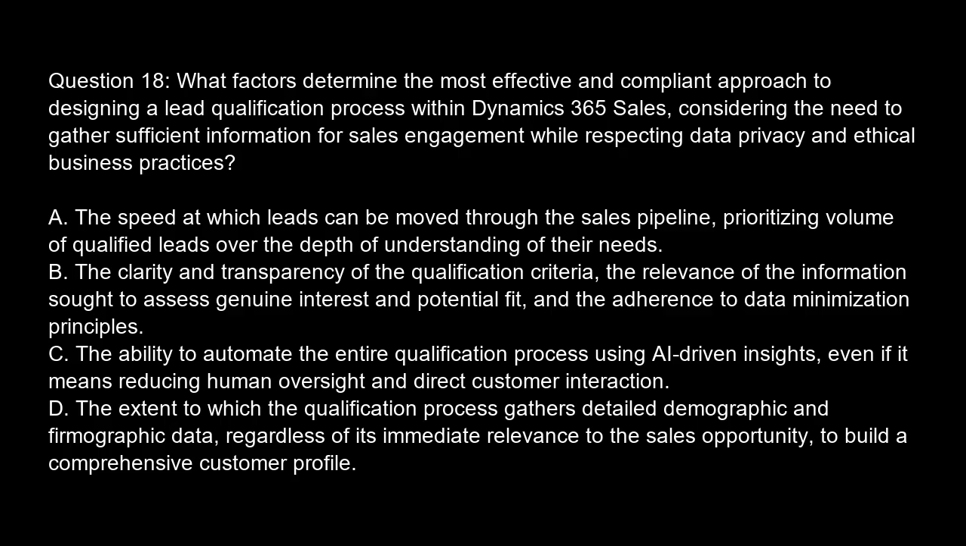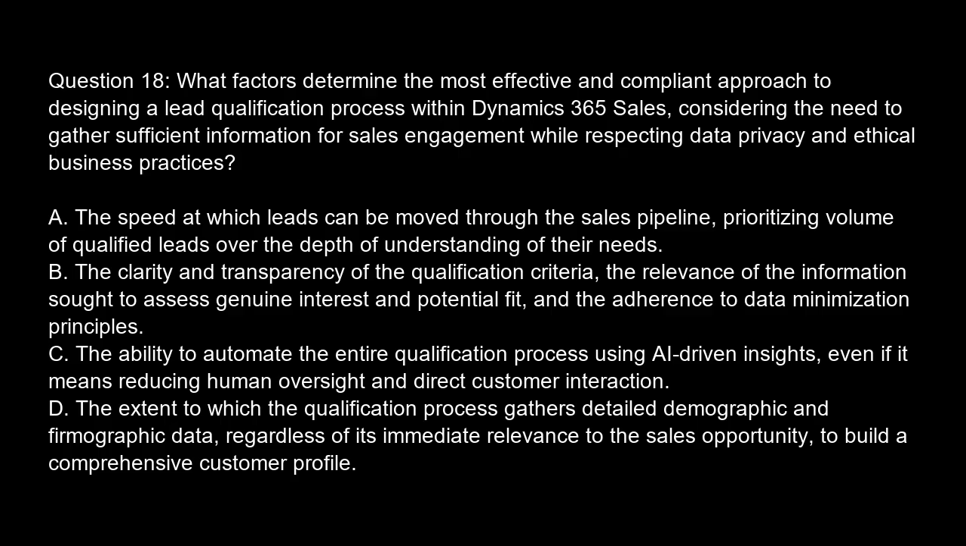Option A. The speed at which leads can be moved through the sales pipeline, prioritizing volume of qualified leads over the depth of understanding of their needs. Option B. The clarity and transparency of the qualification criteria, the relevance of the information sought to assess genuine interest and potential fit, and the adherence to data minimization principles.